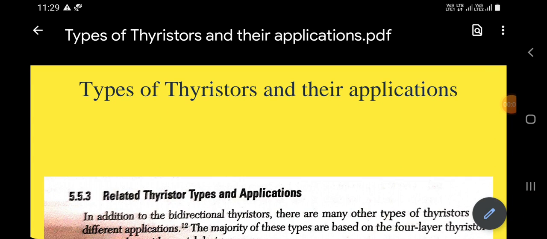Today I, Dr. Vandana Ranga, will discuss the types of thyristors and their applications. In addition to bidirectional thyristors, there are many types of thyristors for different applications. The majority of these types are based on the 4-layer thyristor structure but with special designs.